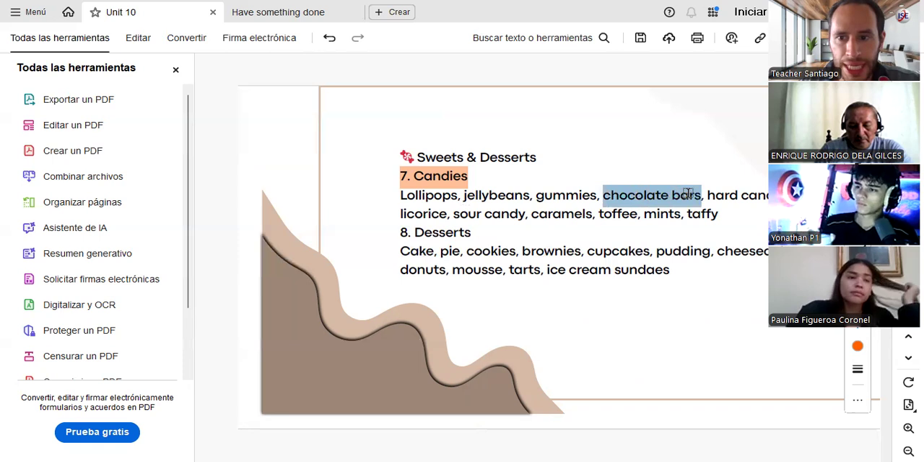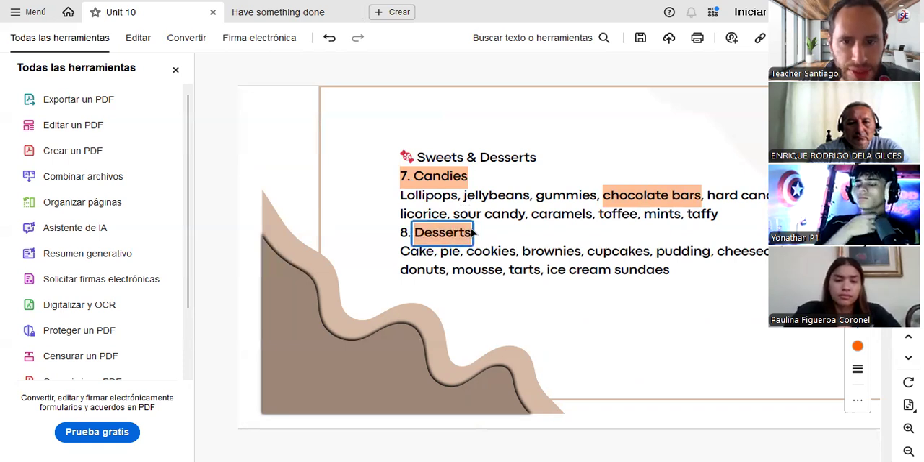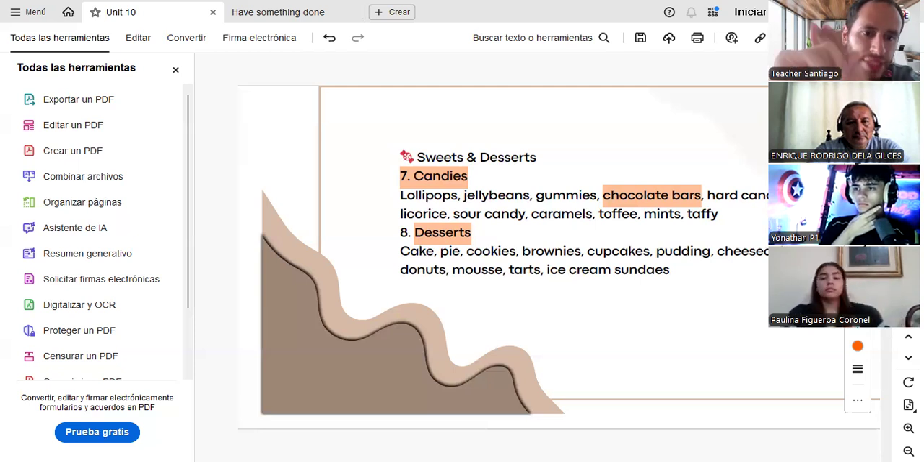Here I would like to highlight the difference between chocolate or chocolate bar and hot chocolate. If you want to refer to the chocolate you drink, you say hot chocolate, right? But if you mean the sweet, you say chocolate, just chocolate, or chocolate bars. Okay, desserts, postres: cake, pie, cookies, brownies, cupcakes, puddings, etc., right? So we have fruit, vegetables, meat, fats, oils, candies, desserts, grains, protein. Those are the categories.